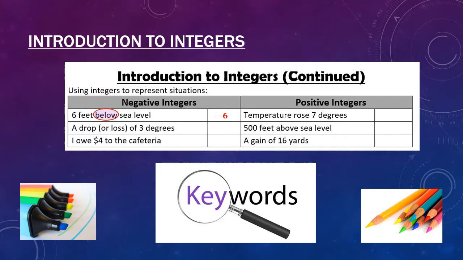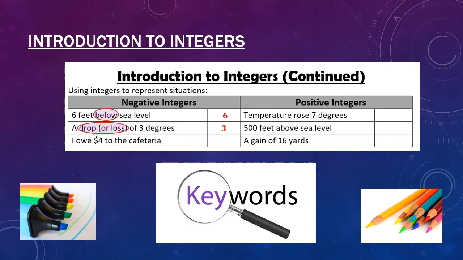Go down 1, a drop or loss of 3 degrees. A drop or a loss means it's going down. Anytime you're going down, I want you to associate that with negative. So a drop or loss are your keywords. Go ahead and highlight them. And since it's 3 degrees, a drop or loss of 3 means it's a -3.